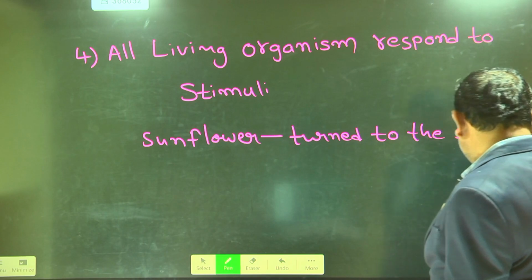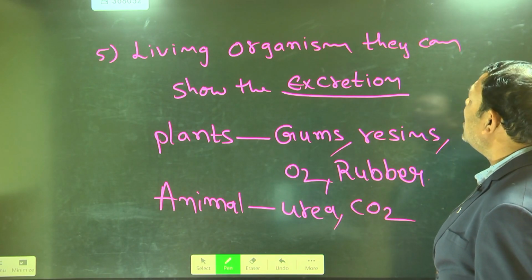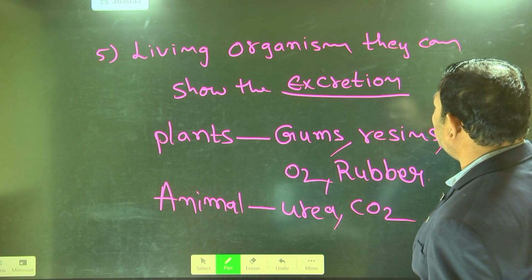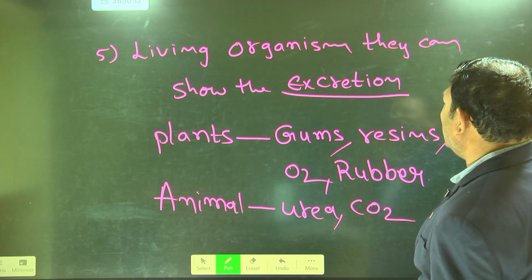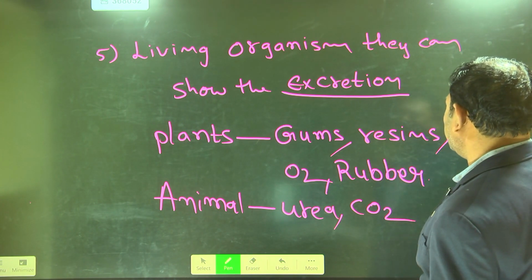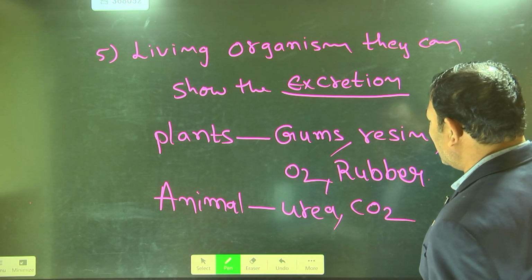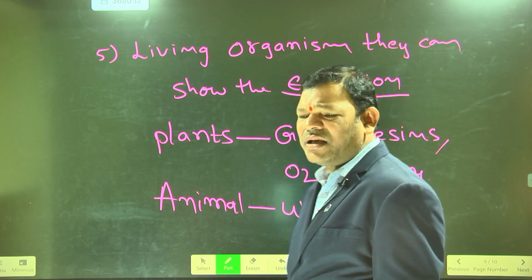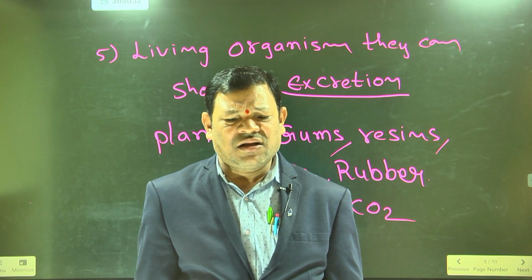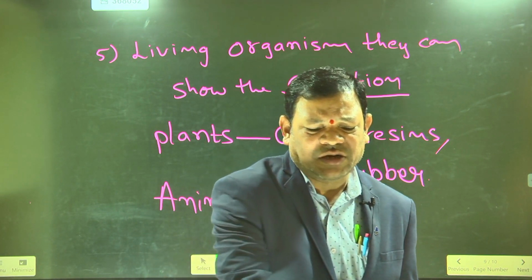Next, another characteristic feature: living organisms show excretion. Plants excrete products such as gums, resins, oxygen and rubber. Animals have excretory products such as urea, carbon dioxide, and excess amounts of salt and minerals. So this is about today's topic.